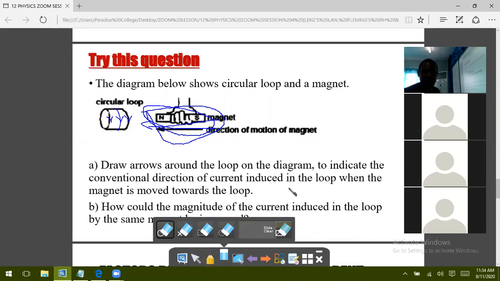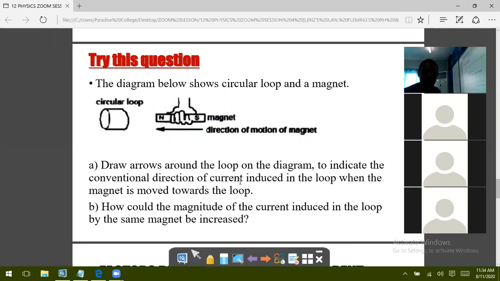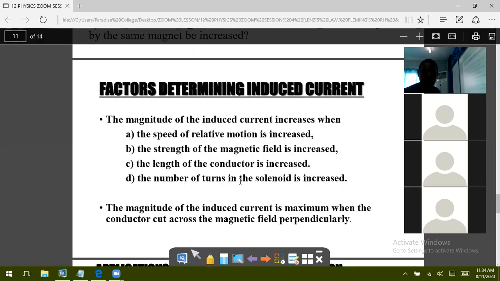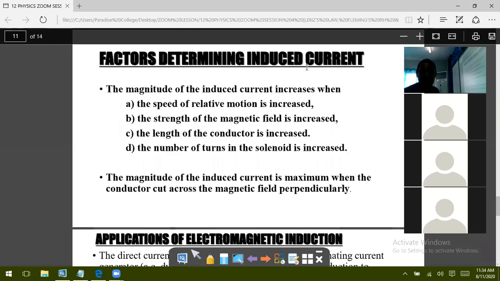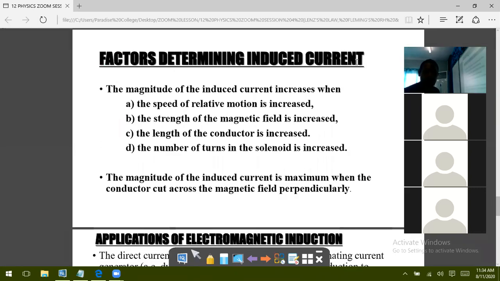Let's move a little bit further down. These are the factors that determine the induced current. First of all, the speed of the relative motion is increased, like we saw earlier in the question. The second one is the strength of the magnetic field. Increasing the strength increases the induced current. The next one is the length of the conductor. The length of the conductor must be increased to increase the induced current.